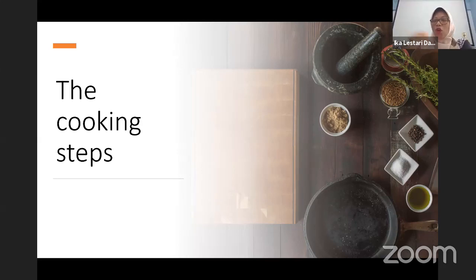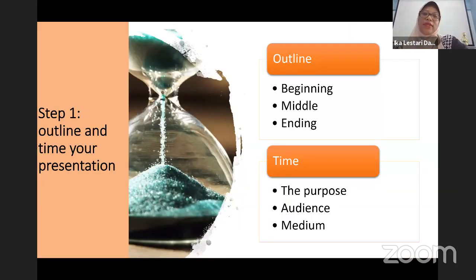Now, after we got all the ingredients, let's take a look at the cooking steps. Step 1. You need to outline and time your presentation. In the outline, I usually take the structure of a story, because I believe presenting research is just like a story itself. It requires a beginning, a middle part, and an ending. And we need to time it. We need to give a time allotment for each part.